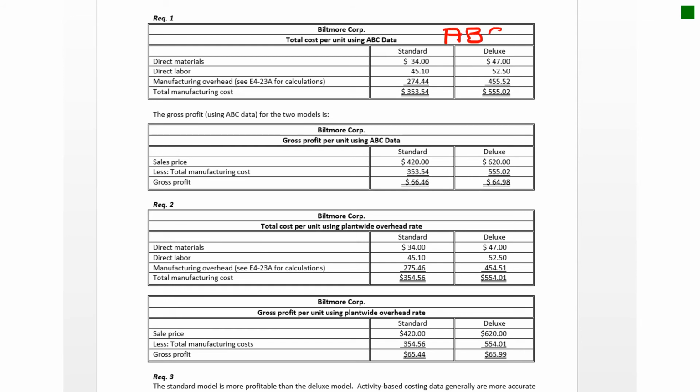So here's your ABC summary, and again, you have all this in Blackboard. Here's your direct material, direct labor, manufacturing overhead. Again, this is from 4-23A. So they added up the 3 product costs. So for each of these, for standard and for deluxe, there's your cost to make. And then, of course, for profitability, you got the sales price given. You simply subtract this cost. Notice sales price minus your cost of goods sold. So look at your profitability, your gross margin, gross profit for each of these. For standard, it's 66 bucks, and for deluxe, it's about 64, 65.